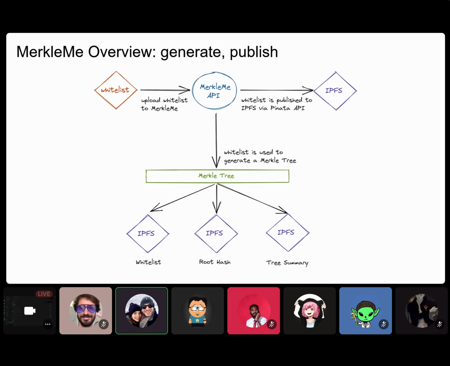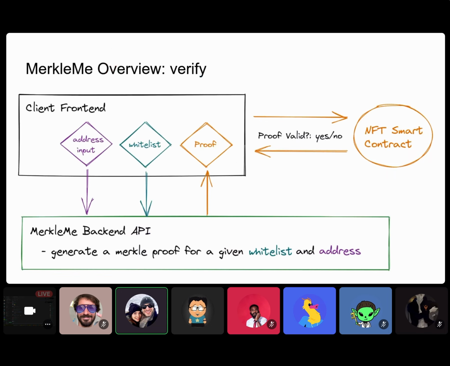So once you get there, this is the generate and publish aspect of MerkleMe. Then you get to the verify aspect. And this is where we take the proof for a specific leaf, and then we generate it for that leaf. So the front end, for example, will take an address, and then we'll request a proof from the MerkleMe API, and then it'll provide that proof back. And then with this proof, you can interact with your minting contract to verify if they are indeed on the whitelist and they can mint or not.